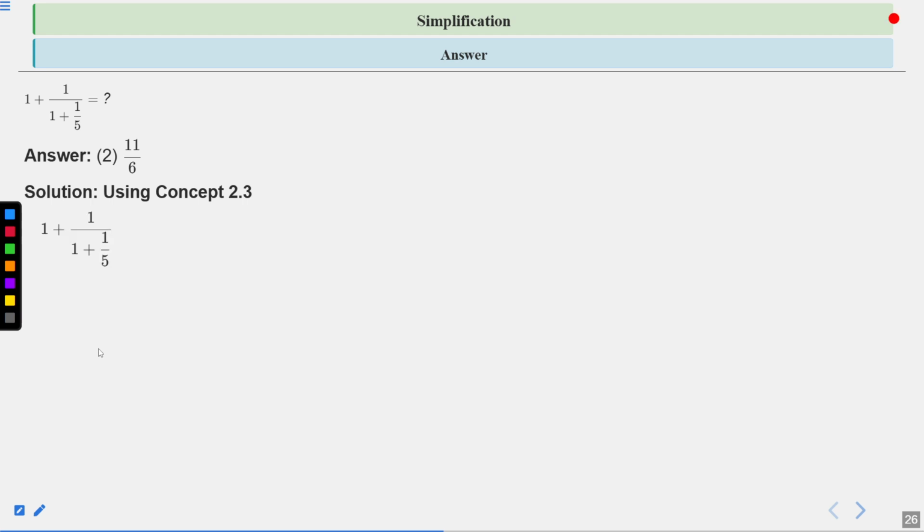So we can write 1 plus 1 upon 1 plus 1 upon 5. First we take the LCM. 1 and 5, we get 5. So 5 ones are 5, plus 1, it will become 6 upon 5. So we can write 1 plus 1 upon 6 upon 5. We can reciprocate it, so we write 1 plus 5 by 6. Now we again take the LCM of 1 and 6. When we simplify it, we get 11 by 6. 6 ones are 6, plus 5, it will become 11. 11 upon 6 is our correct answer. Next one.